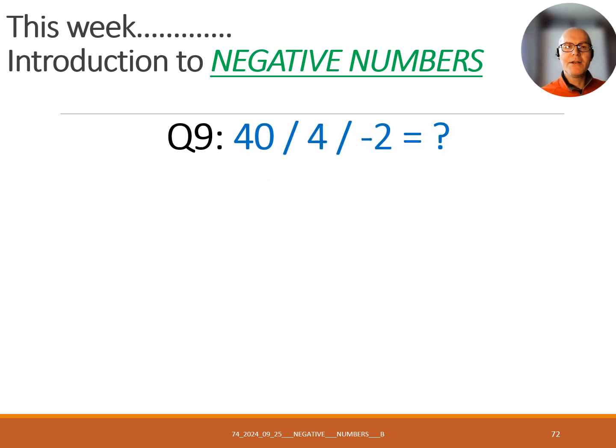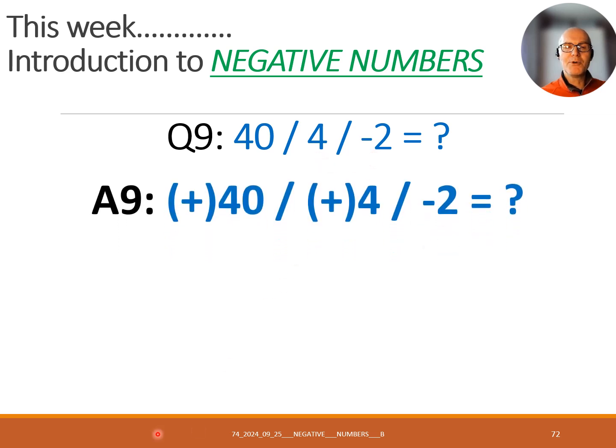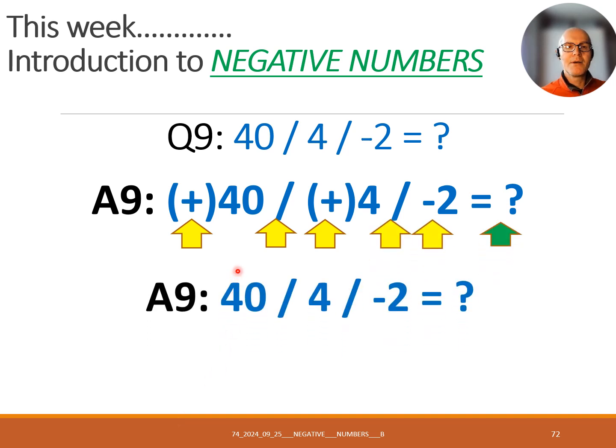Question 9. 40 divided by 4 divided by negative 2. Let's put the positive signs in. Positive 40 divided by positive 4 divided by positive 2. Positive divided by a positive is going to be a positive answer. Positive 40 divided by positive 4 divided by negative 2.